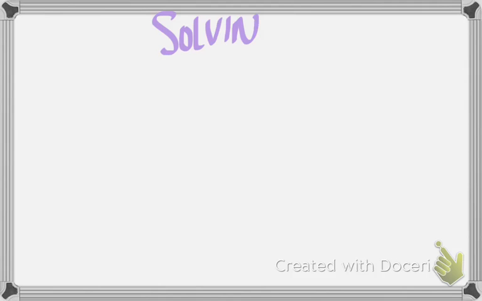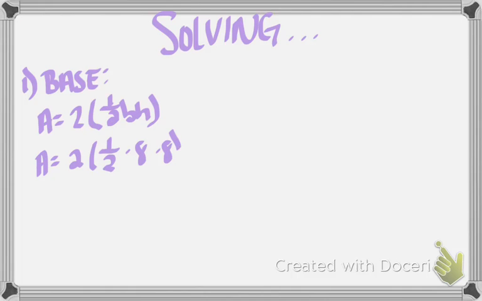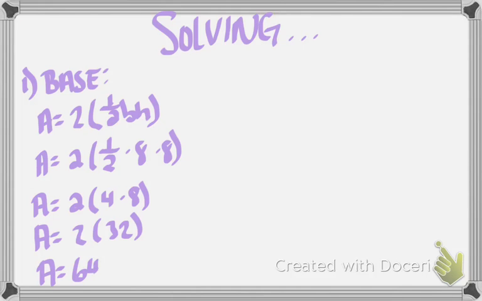Now we're going to solve the previous problem. First, we find the area of the base using the formula area equals 2 times 1/2 times base times height and plug in 8 and 8 for base and height. So area equals 2 times 32 when you simplify, and the total area of the base is 64 feet squared.